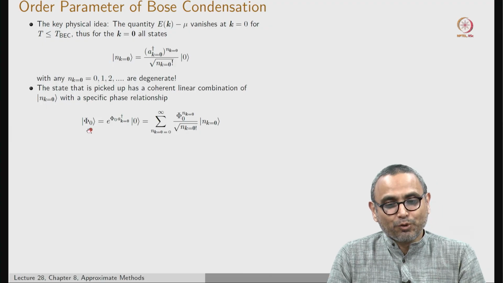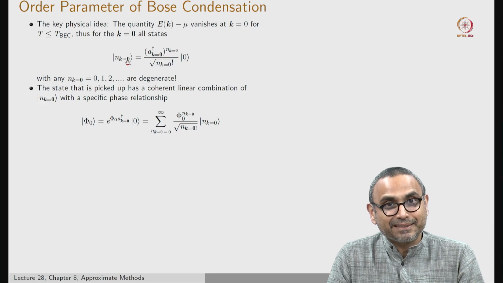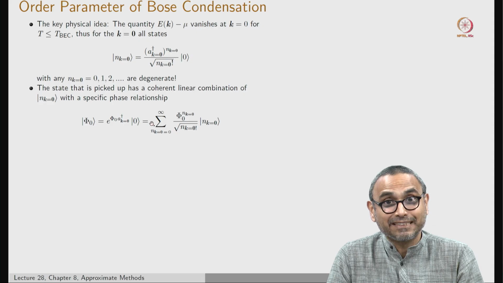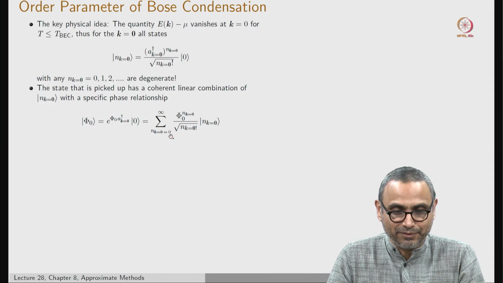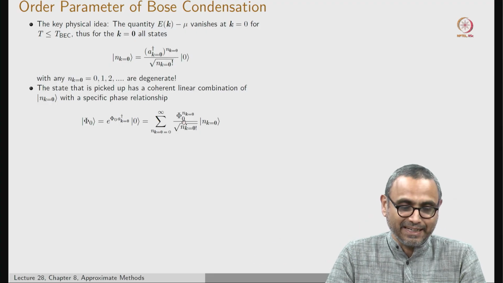Okay. So if you now work it out, you will see that it will combine each of these number states by a precise phase factor which is determined by phi 0, and there is a nice relationship between the phase factor at one nk and another nk.